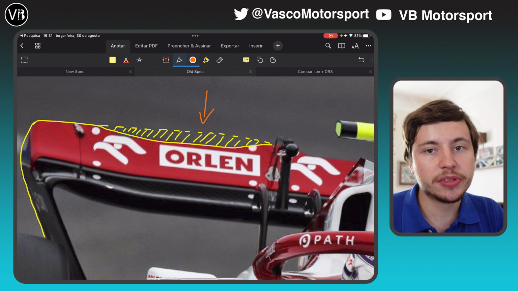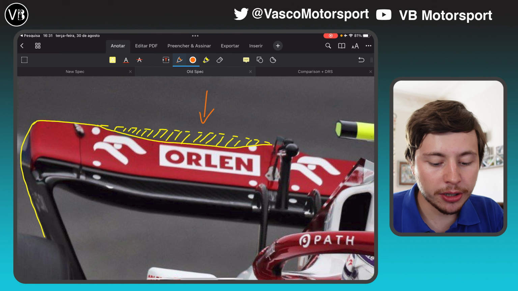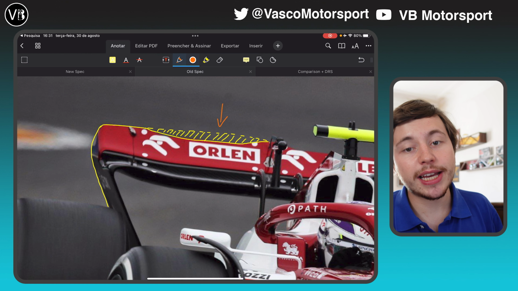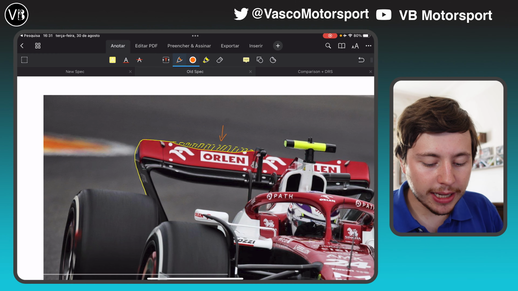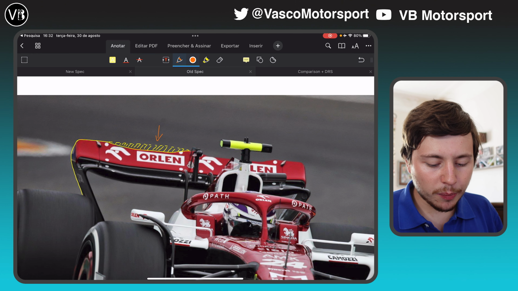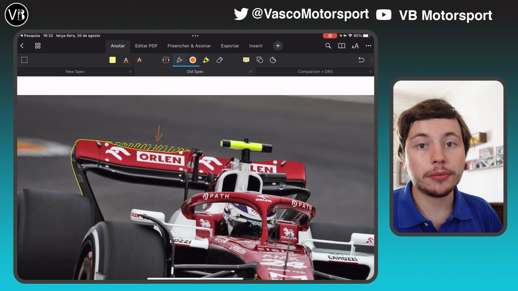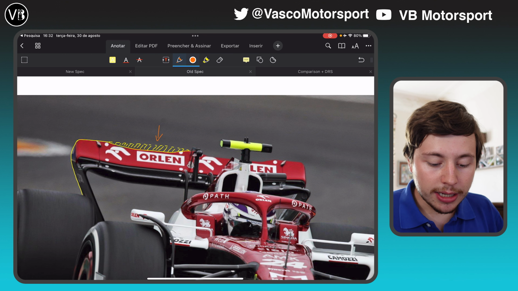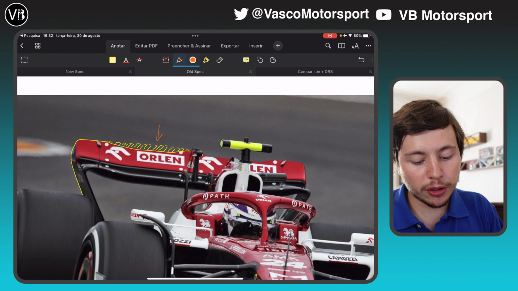Now, why would a team such as Alfa Romeo cut down an existing rear wing instead of producing a new spec? Well, this is basically because of the cost cap, because you want to minimize the costs of running the car. By cutting down an existing wing, you are saving yourself the cost of producing an entirely new one. So this is why Alfa Romeo did this.